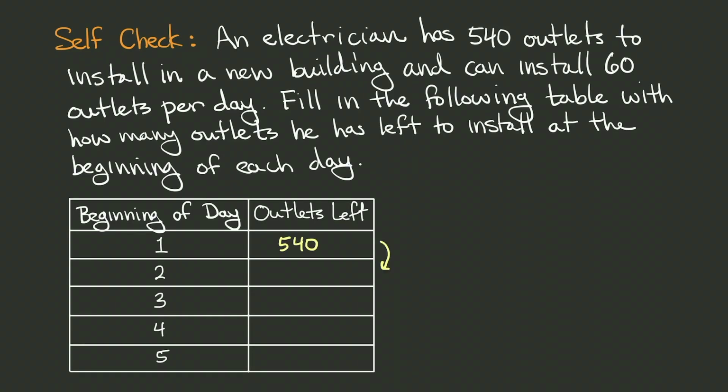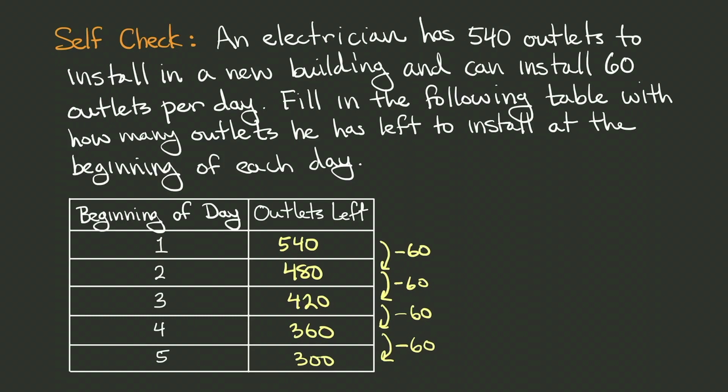After installing 60 the first day, we need to remove 60 from that amount. And so we'll subtract 60, obtaining 480 at the beginning of the second day. And then we'll remove another 60, which will give us 420 at the beginning of the third day. And again, remove another 60, which gives us 360 at the beginning of day 4. And then we'll be down to 300 when we remove our final 60 before day 5.